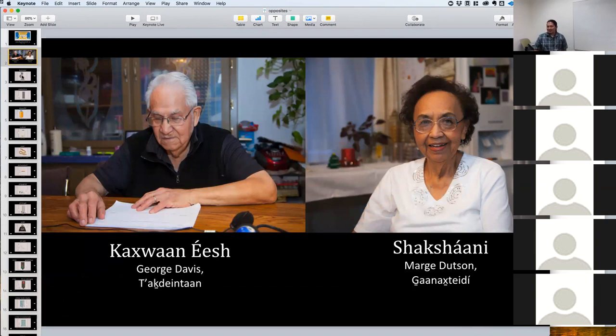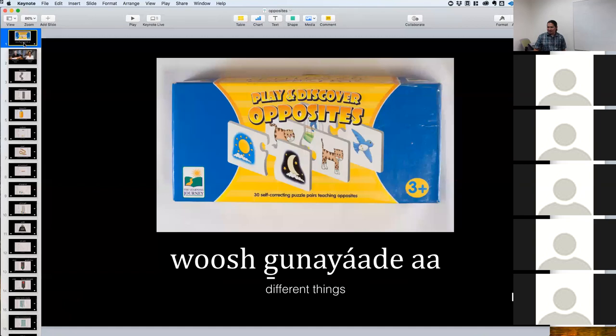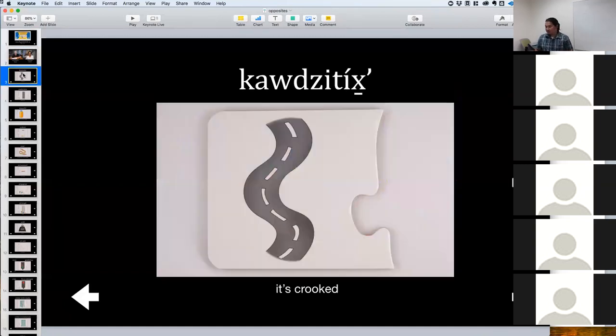So anyways, we'll say these a couple times and look at the pictures. And then if you want to go get one of these little puzzle sets, they're pretty cute. And then you would have the vocabulary for them too.